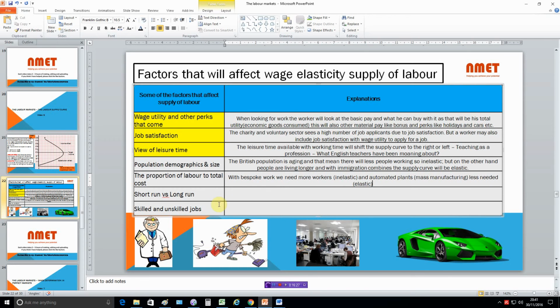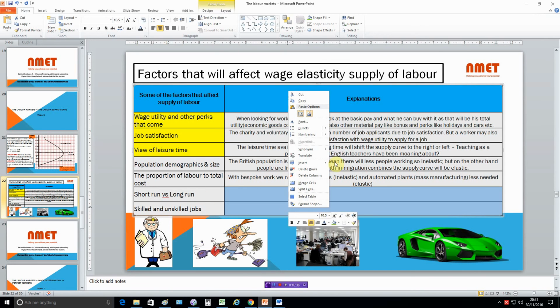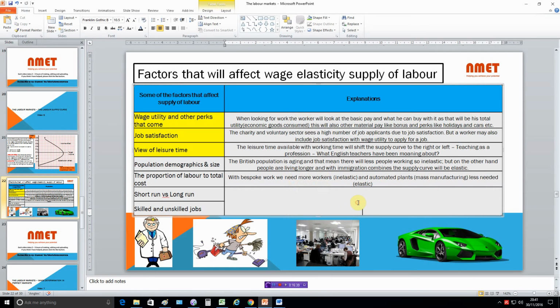Okay. Short run versus long run, and skilled and unskilled jobs. What I can do is combine these two together, right? I know people can argue about this, but my video is already 16 minutes, so I'm just going to combine that. If you look at doctors, is that a skilled job or an unskilled job? Skilled. And what about this cleaner over here? Unskilled. Doctors take about 7 years to train, and a cleaner probably about 7 hours.